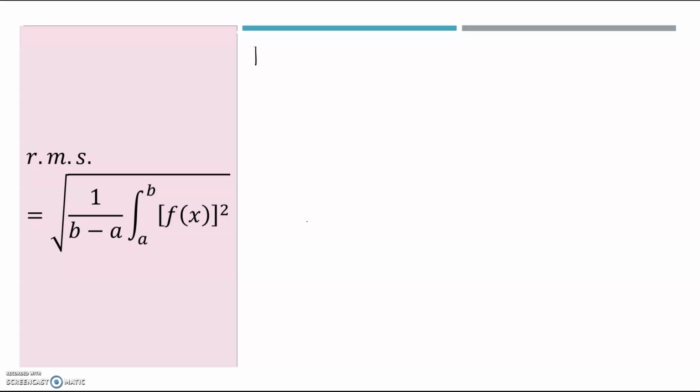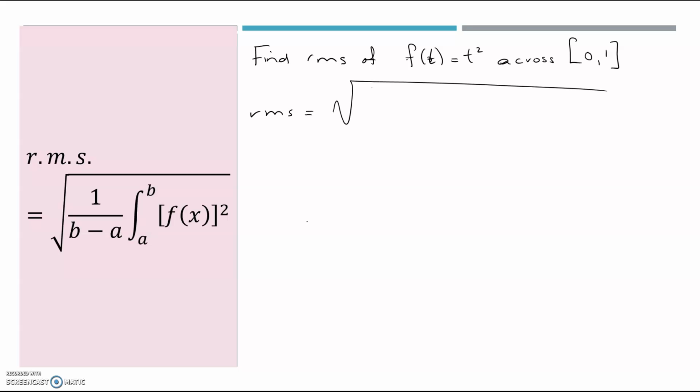Okay, so for this one, the question is this. Find the r.m.s. of the function t squared across the interval 0 to 1. So you're given the formula there, so the r.m.s., the root mean square, is going to be equal to the square root of, just filling it in, 1 over 1 minus 0 times the integral from 0 to 1 of t squared.